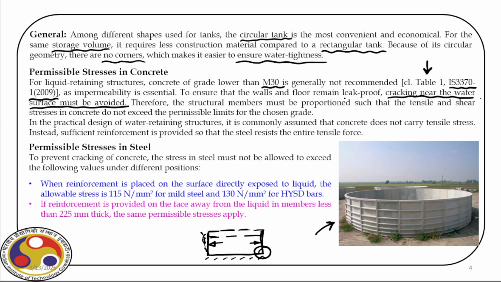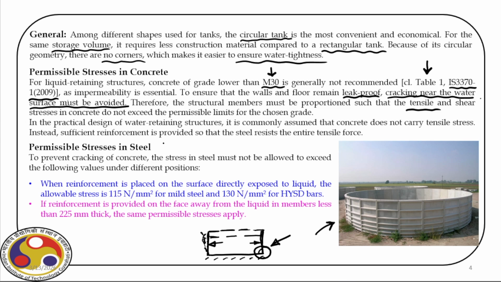And at the same time, the junction between the side walls and the base, we have to make it leak proof. So accordingly, we have to design the cross section so that it can withstand tensile and shear stresses. And for that, we have to have a minimum grade of M30.